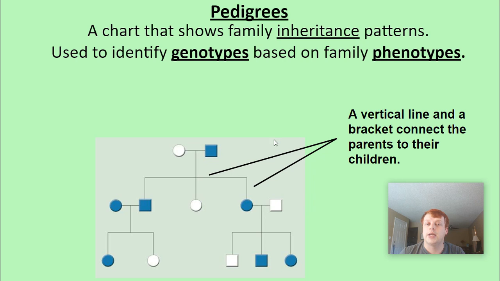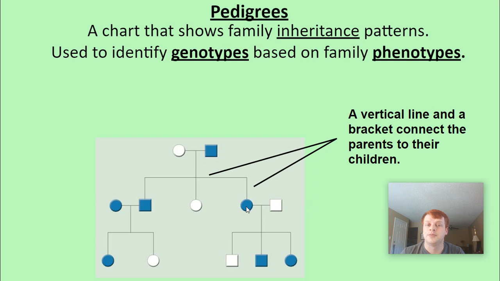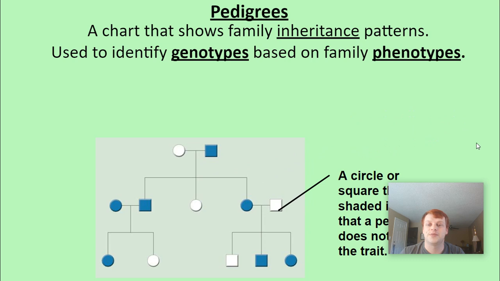A vertical line and a bracket like this indicate that people are the parents of specific children. So these two are the parents of these three here. One mistake I've seen students make that I hope you guys won't is they forget to add this vertical line in the bracket, so then it looks like these people are reproducing with their own children, which is generally not the case when we're creating genealogies.